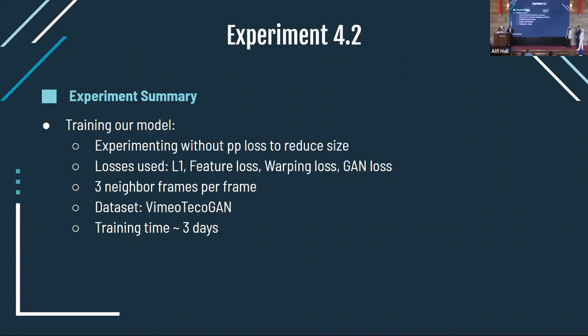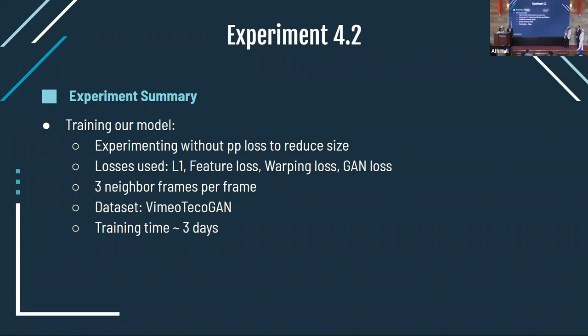In the second experiment, we removed the ping pong loss to monitor the effect of removing it. So we used the L1 feature loss, warping loss, and GAN loss, which are all the losses except the ping pong. And we used 3 neighbor frames per each frame.